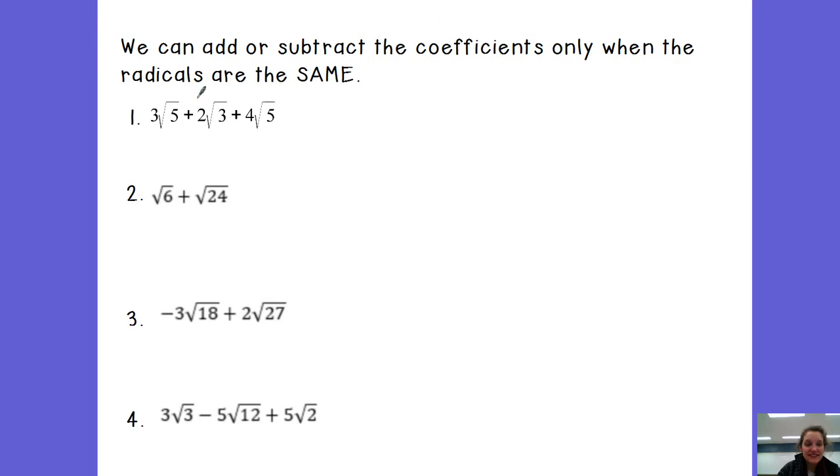So, in this example, we have 3 root 5 plus 2 root 3 plus 4 root 5. First, I want to check and see, are there any radicals that I can simplify? No, they're all fully simplified. So I can combine 3 root 5 and 4 root 5 because they have the same number underneath the radical to give me 7 root 5, and then plus 2 root 3.